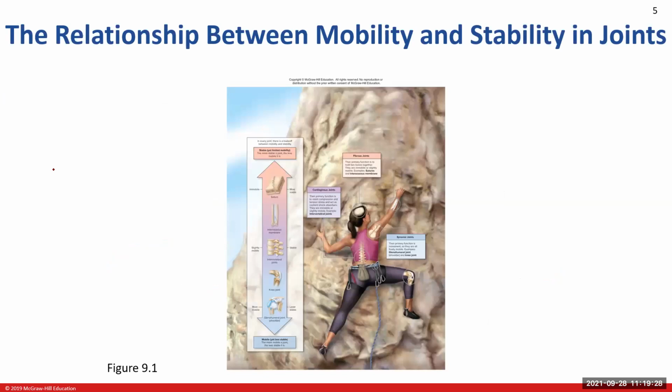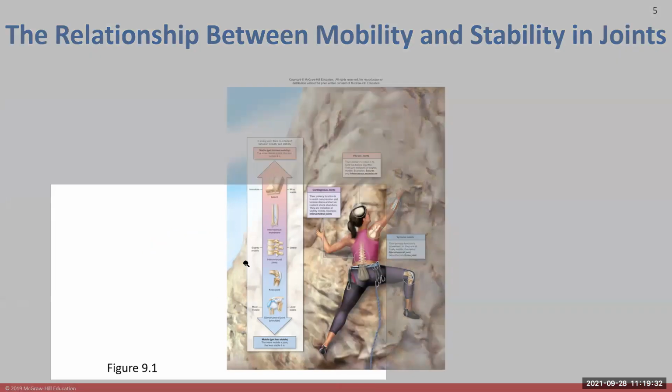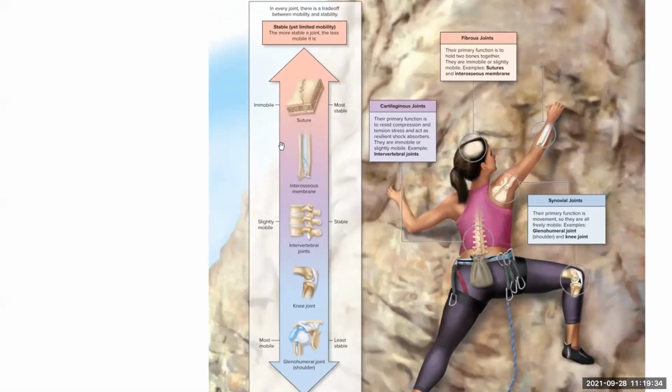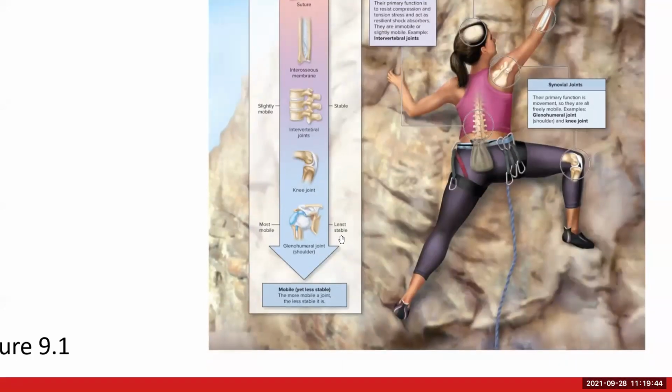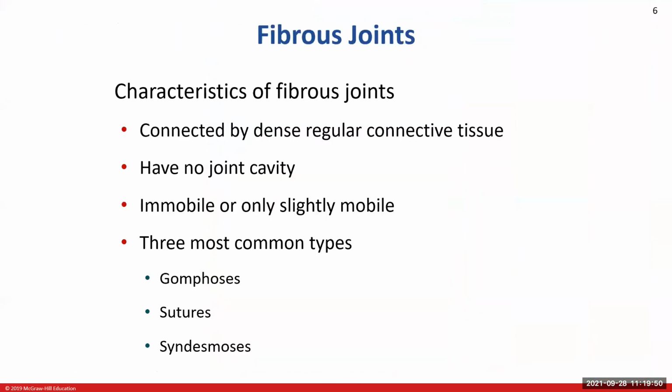And that's what this picture here is showing you, all right, with the different types of joints here, right? As we increase one value, right, as we increase the stability here, we're decreasing the mobility. Least stable, here's an example, our glenohumeral joint, very mobile. All right, so now let's go through and talk about the different types of joints. I promise you, I'll try to make this as interesting as possible.